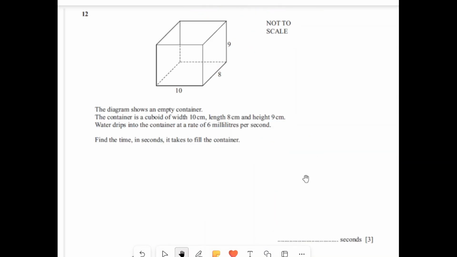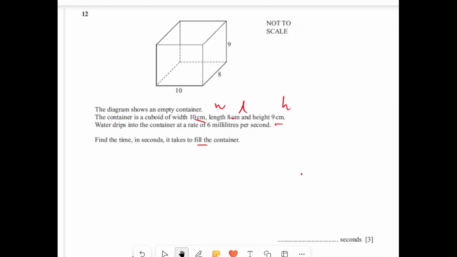Next, we have question number 12. The diagram shows an empty container. The container is a cuboid of width 10 centimeters, length 8 centimeters, and height 9 centimeters. Okay, this is W, this is L, and this is H, height. Water drips into the container at the rate of 6 millimeters per second. Find the time in seconds it takes to fill the container. Filling the container means filling the whole volume of the container.